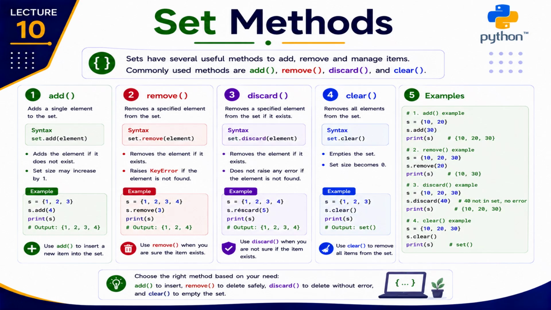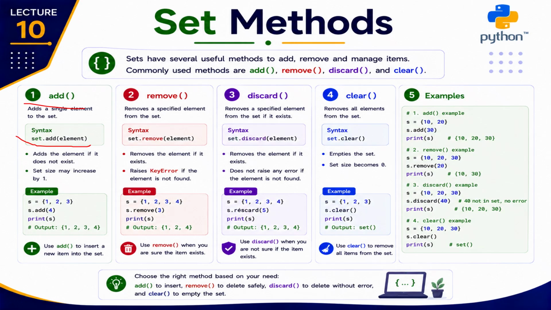So the first method is the add method. It is used to add a single element to a set. You can see the syntax here: set.add and in parentheses the name of the element. If the element is not present, it will be added. But if it already exists, nothing changes because sets do not allow duplicate values.